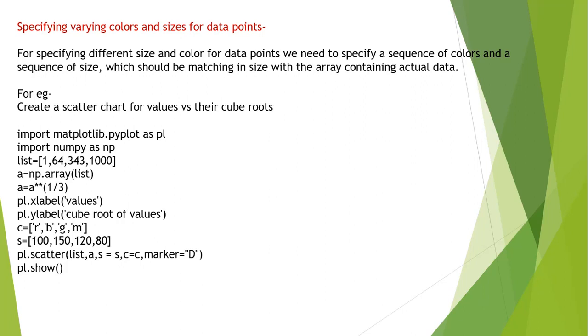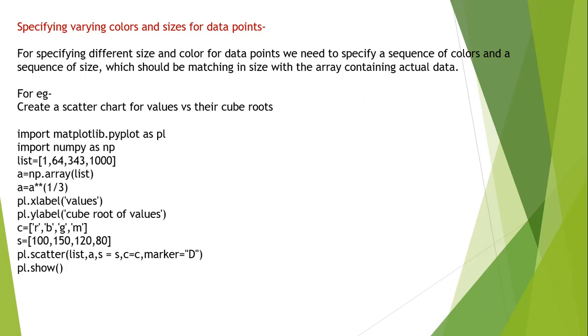Now we are writing plt.xlabel values. Why are we writing this? For giving the name of the axis. So on the x axis we are showing values, and in ylabel we are giving cube root of values, so on the y axis the cube root of values will be mentioned. Now see, I have already told that the colors and the size should be of the same shape as the given data. In the list we had 4 elements, so colors are also specified for each element. You can see c is equal to rbgm.